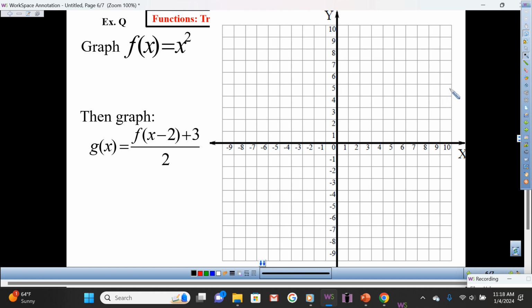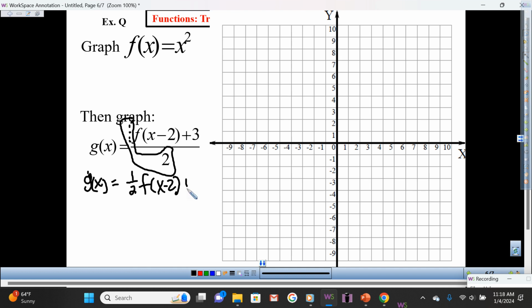Brandon Darty. Make it a fraction of 1/2. Yes, because there's an invisible 1 right here. So that means this with a 2 becomes a 1/2. So g of x equals 1/2. So that means this plus that. It makes it a fraction. And we're left with f of x minus 2 plus 3.